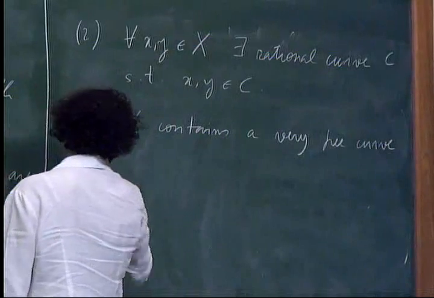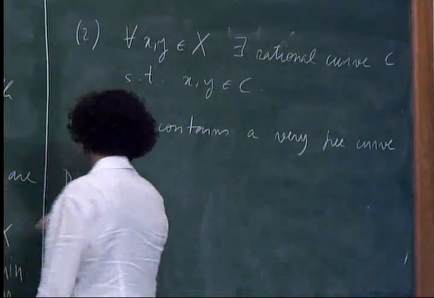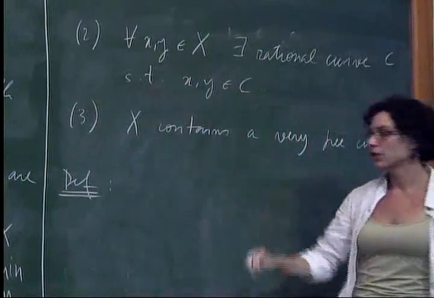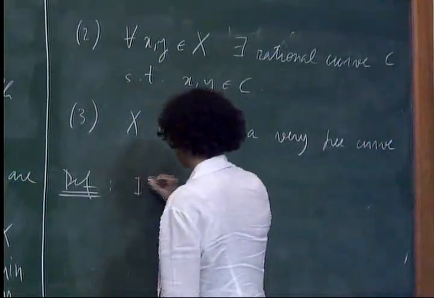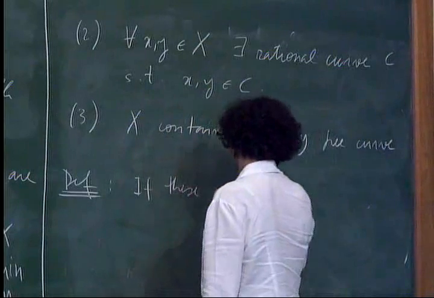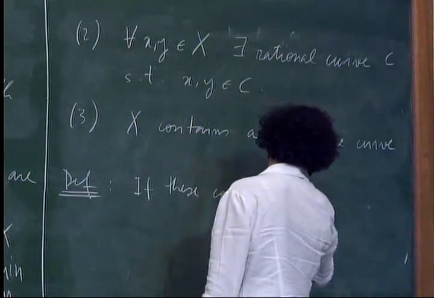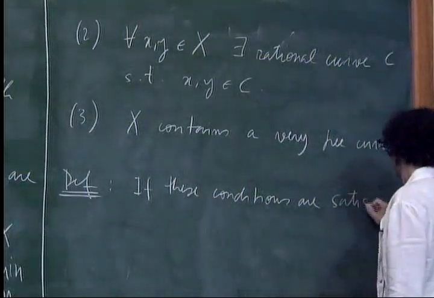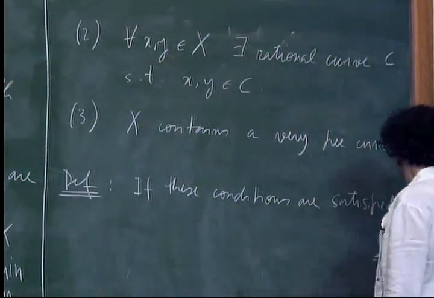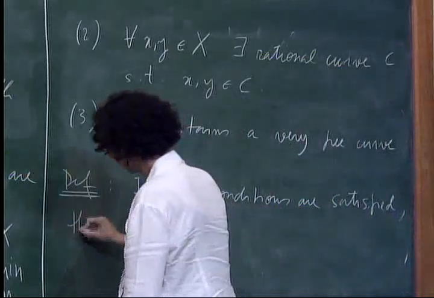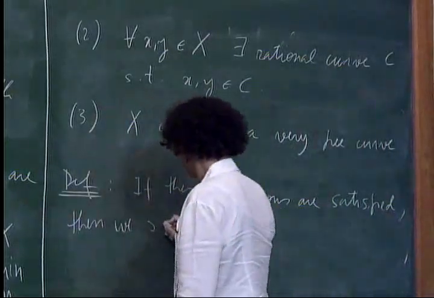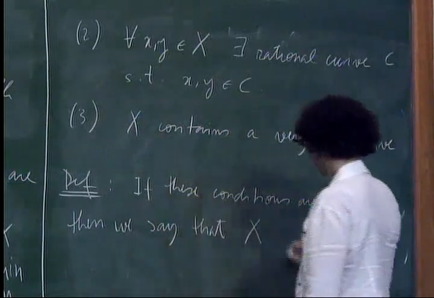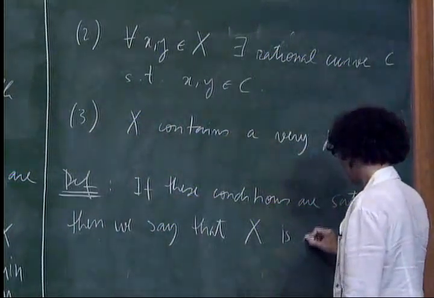And then, once we prove this, we can define a rationally connected variety as being a variety that satisfies any of these conditions. So if these conditions are satisfied, then we say that X is rationally connected.